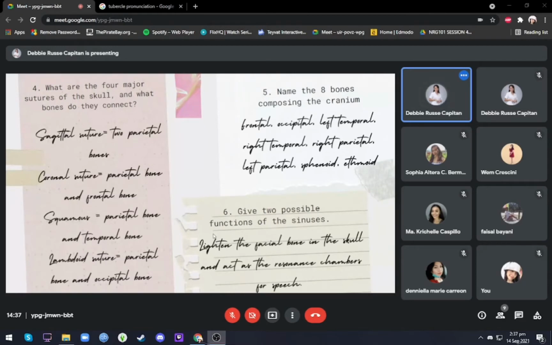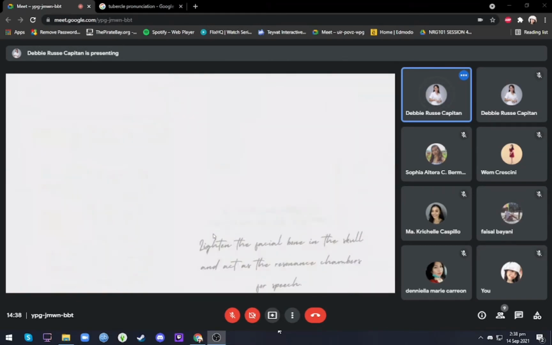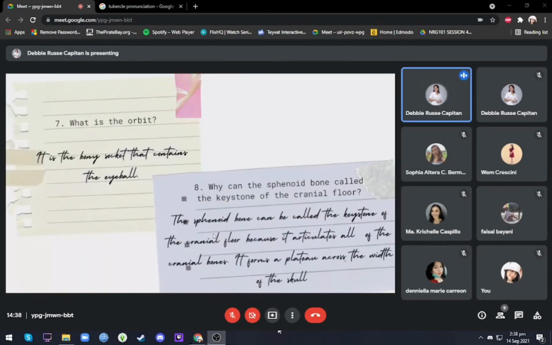Number 6, give two possible functions of the sinuses. The sinuses lighten the facial bones of the skull, and they also act as resonance chambers for speech. Number 7, what is the orbit? The orbit, in anatomy and physiology, is the bony socket that contains the eyeball.